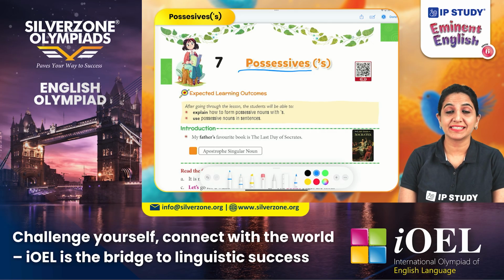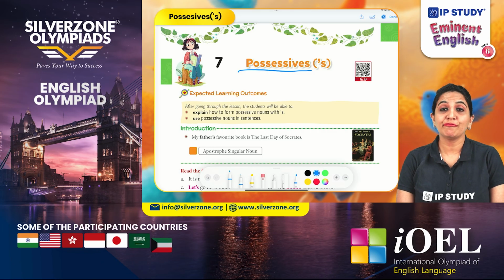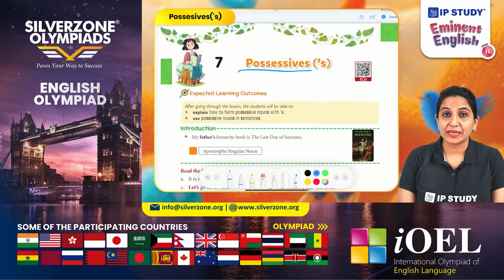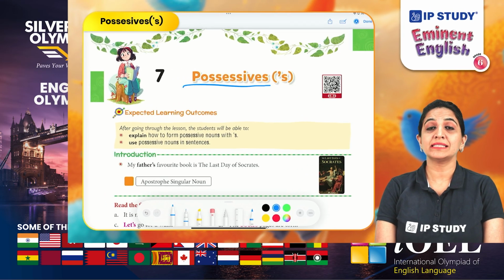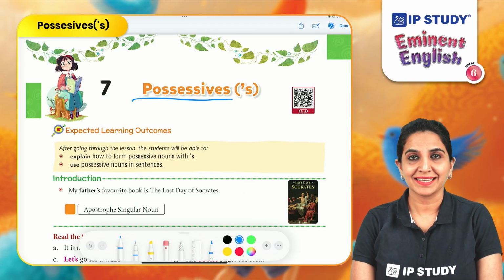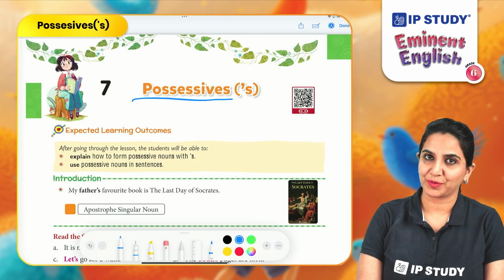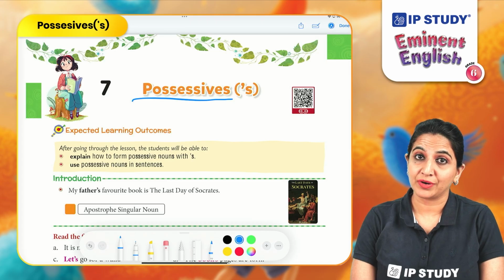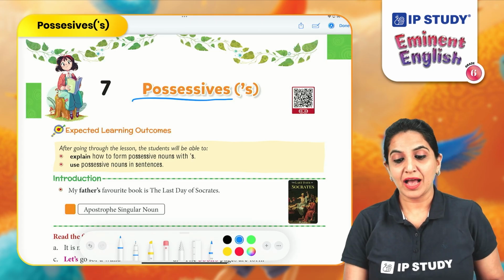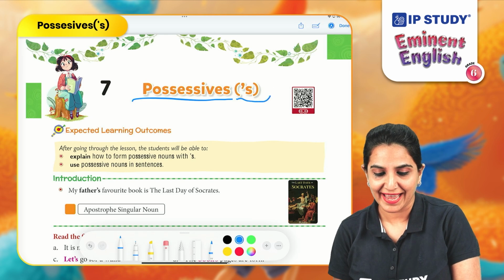Exactly. The second statement, "This is my friend's book." This is the correct statement. This statement is showing us the belongingness of the book. Whose book is this? This is my friend's book. Well, the power to make such a big difference is with apostrophe and S.